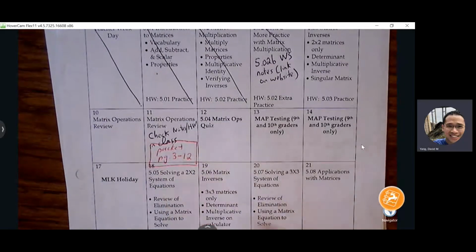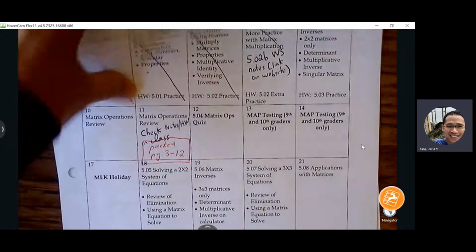Right. Well, I know we skipped a couple problems. We didn't do every problem in pages 3 through 12, but I'm just going to be checking for the ones that we did together as a class, either in person or virtually last week.